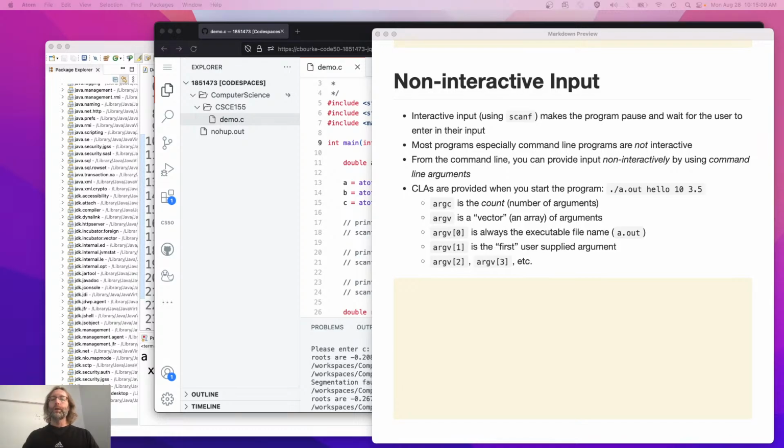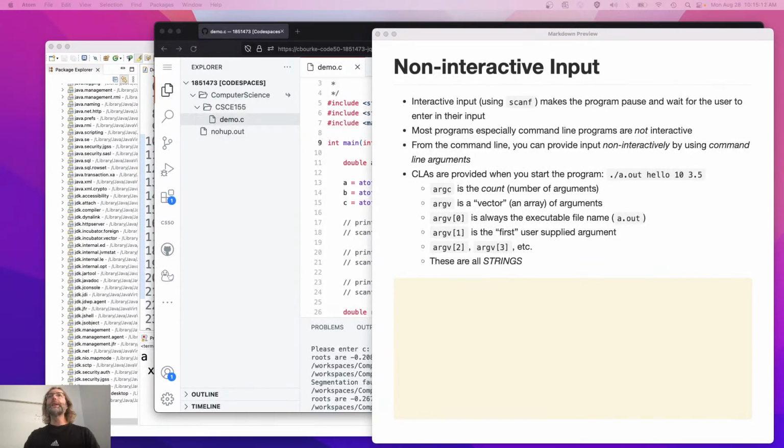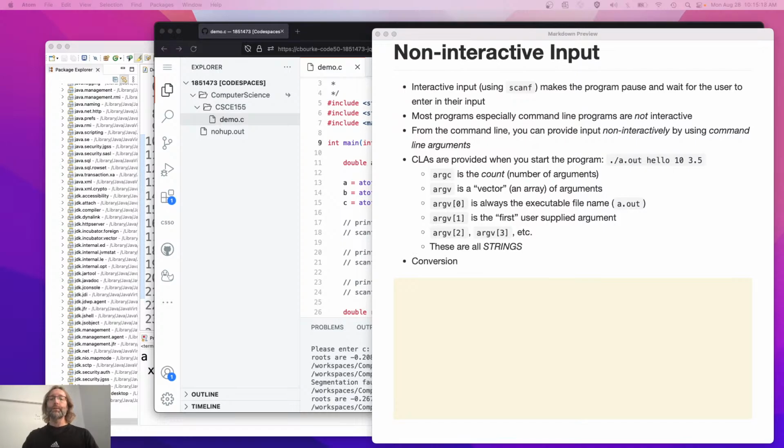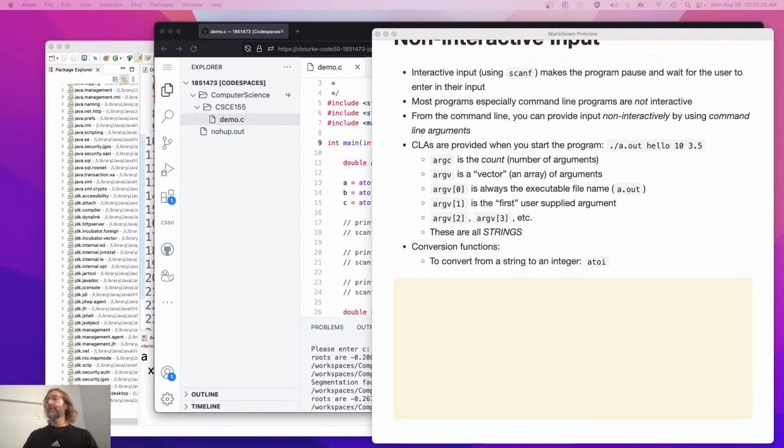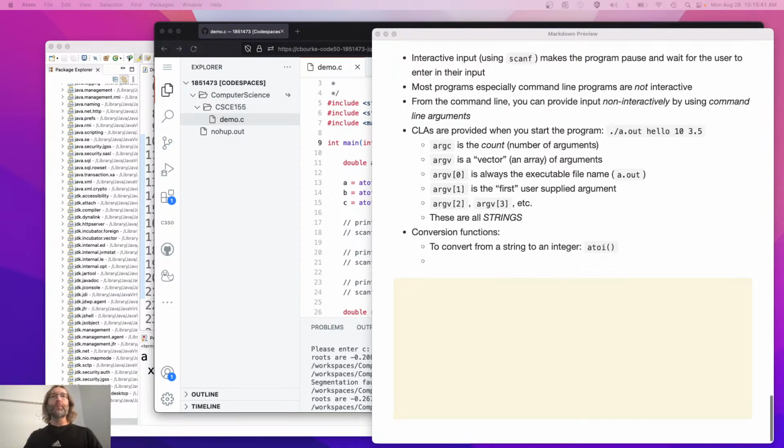These are all strings. They're all sequences of characters. So we need conversion functions to convert from a string to an integer. You use atoi. Why do you think you use atoi? A stands for alphanumeric or alphabetical character, you're converting to, and I stands for integer. If you want to convert from a string to a float or a double, you use atof, just like I did up there.